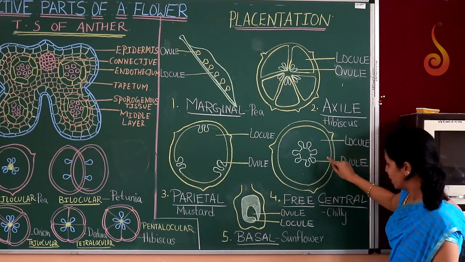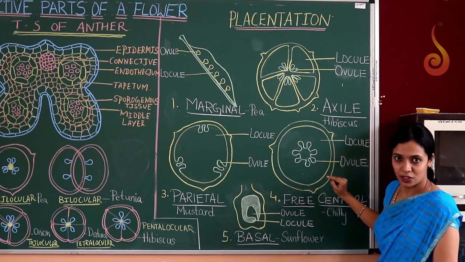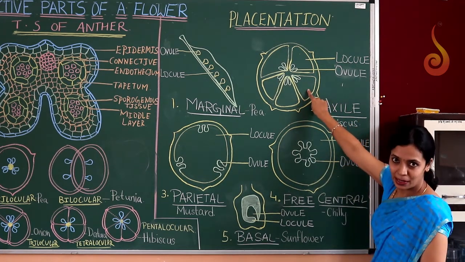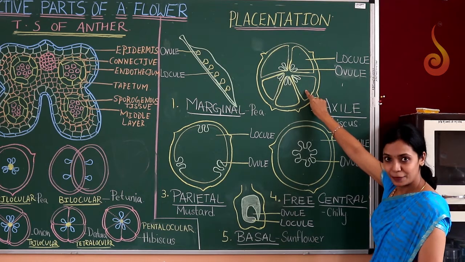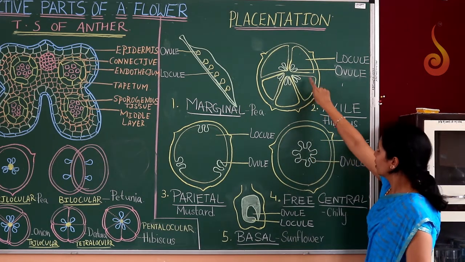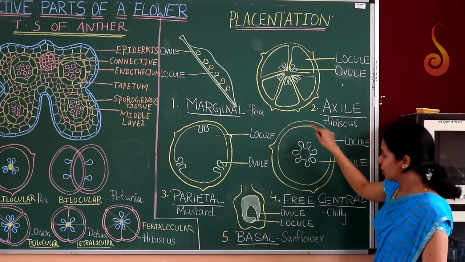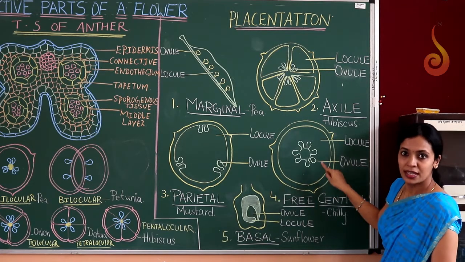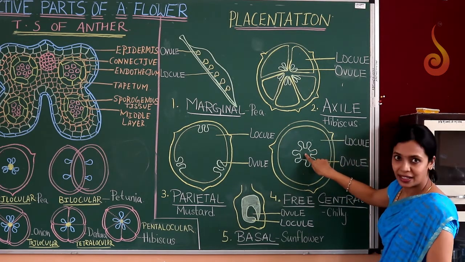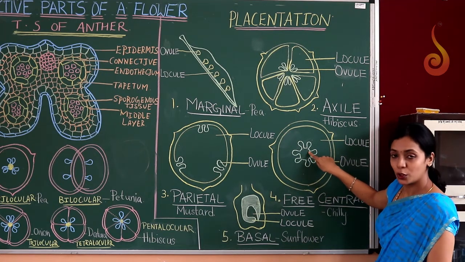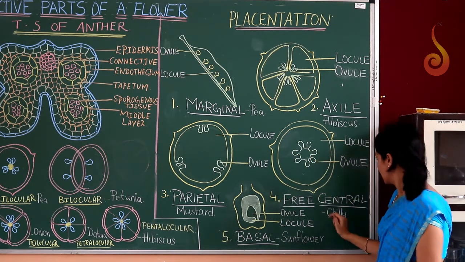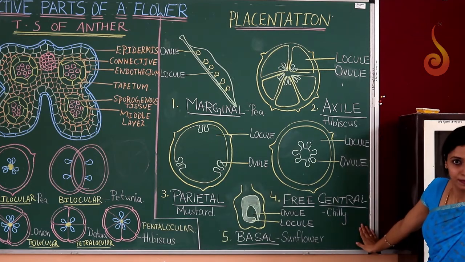The fourth one is called free central placentation. If you look at this diagram, it is kind of similar to axial placentation, but the difference is that this does not have a central axis. Here it is multilocular, here there is a single locule. The ovary has a single chamber and the ovules are attached in the center, due to which it is called free central placentation. One example of this is chili.